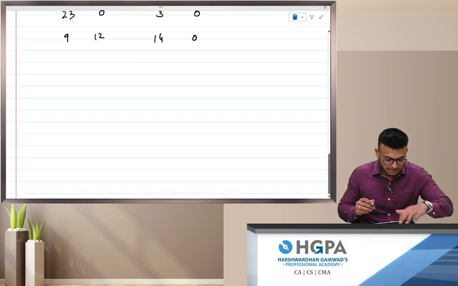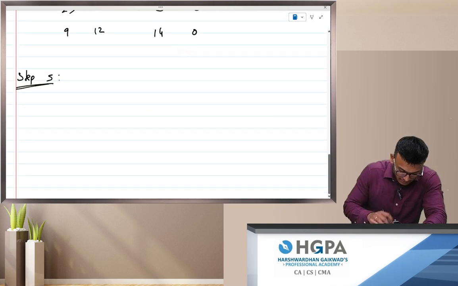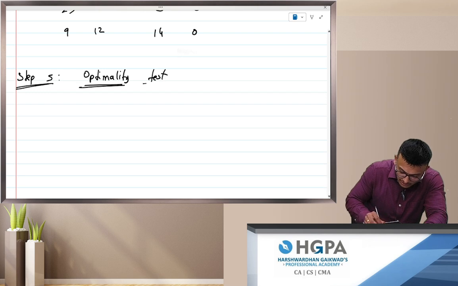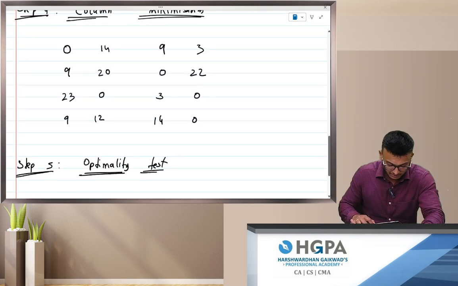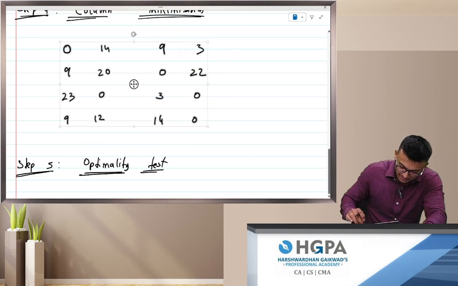Okay, step number 5. Now this is called the optimality test. First I'll just copy down the matrix. You will do the same thing, take the matrix and just copy it down over here.